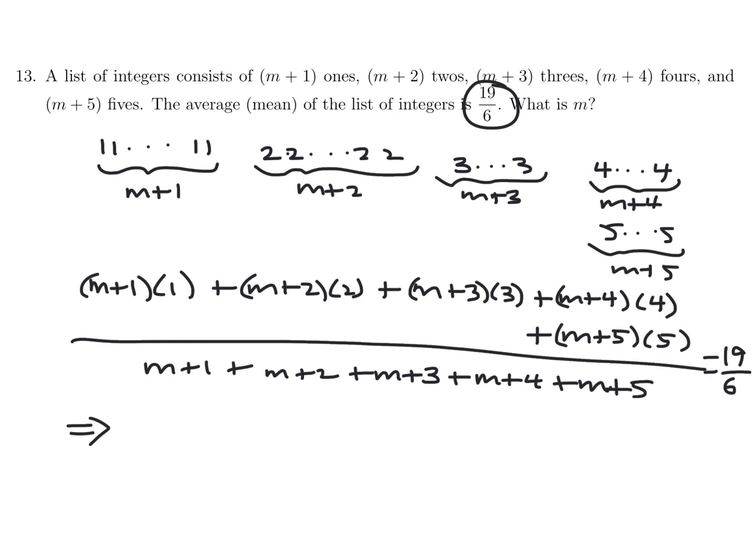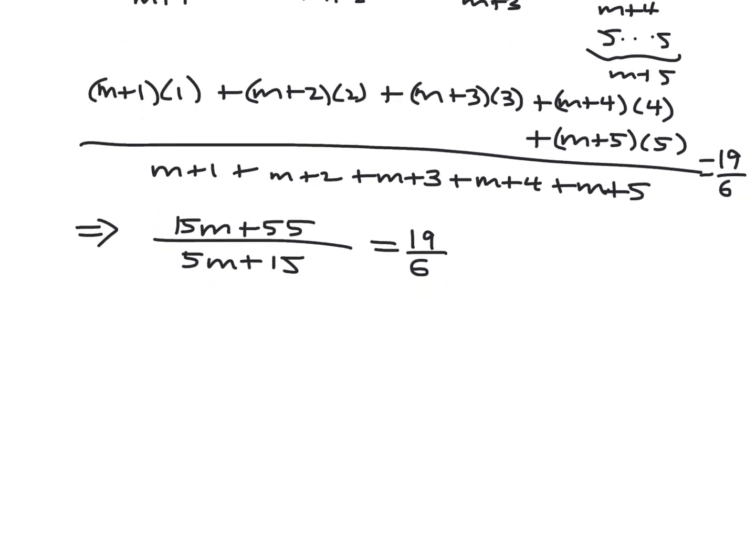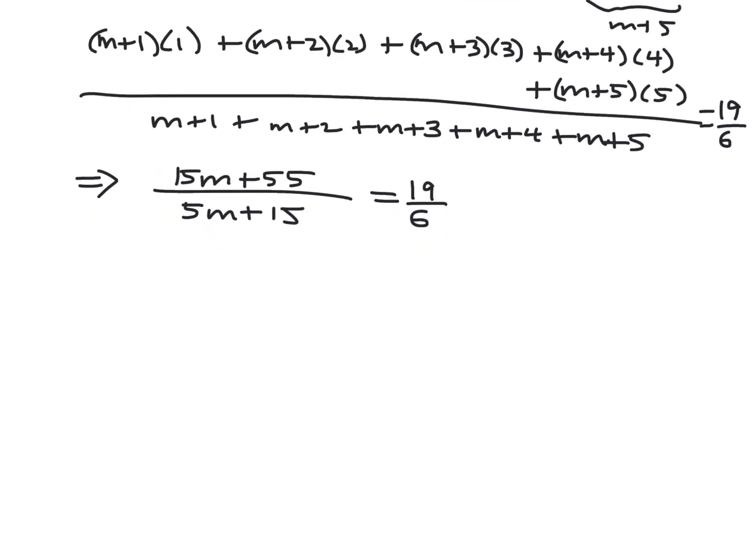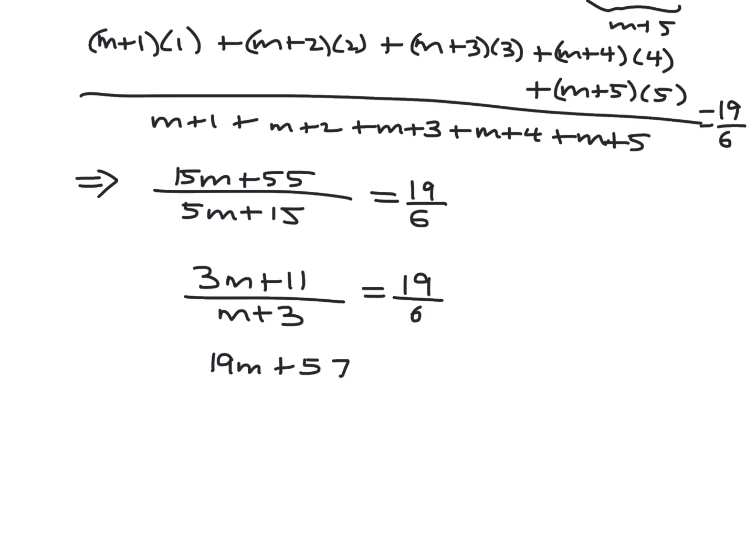So when you do this algebra, it'll be 15m plus 55 over 5m plus 15. And that's equal to 19 over 6. So if you divide top and bottom by 5, you get 3m plus 11 over m plus 3 is equal to 19 over 6. And then cross multiply, and you will get 19m plus 57 and 18m plus 66. And therefore m would be 9.